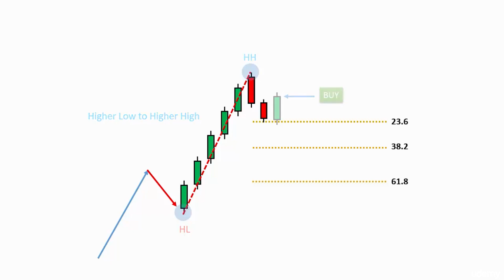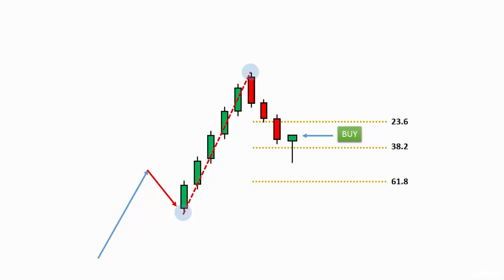Now, if price doesn't respect the 23.6 Fibonacci retracement level and falls further by breaking that level, then the 38.2 Fibonacci retracement level will act as the second support and try to prevent price from going further down. So, if you find a strong bullish candlestick pattern at the 38.2 level, that would indicate that the retracement period is now over and price will rise again towards the original trend direction.